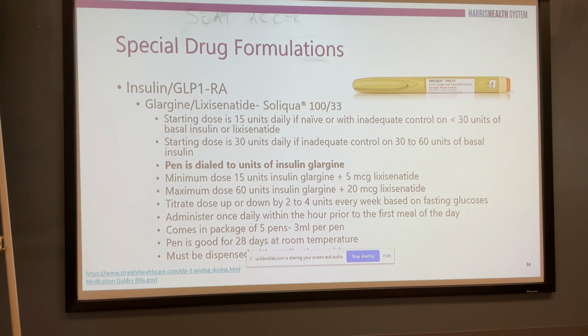Our other special formulation is the Soliqua pen, which has glargine and lixisenatide together. It's given once daily. Again, when you turn the dial, you're dosing the number of units of insulin, and it's fixed dosing. But that is a good option. So if you have a patient that's on these two products separately, they're tired of injecting but they're stable, you can convert them to this one product and they only have to do 1 injection per day. So that's a person that you might want to use this for.